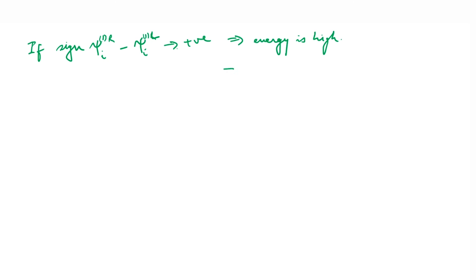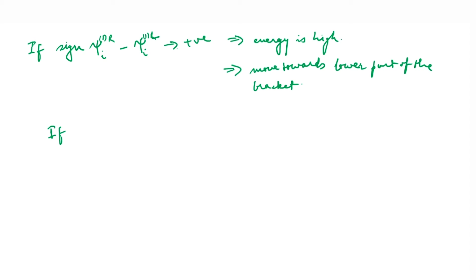So, the way to do that is, if the sign of psi 1 r at I minus psi 1 L at I is positive, this typically implies that my energy is high. So, what we need to do, as before, is move towards the lower part of the bracket.